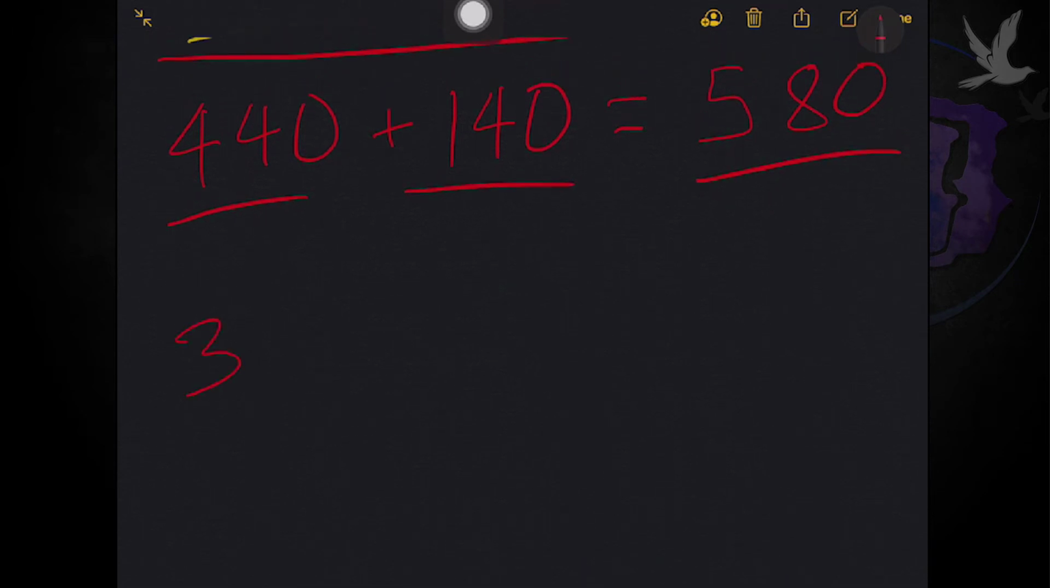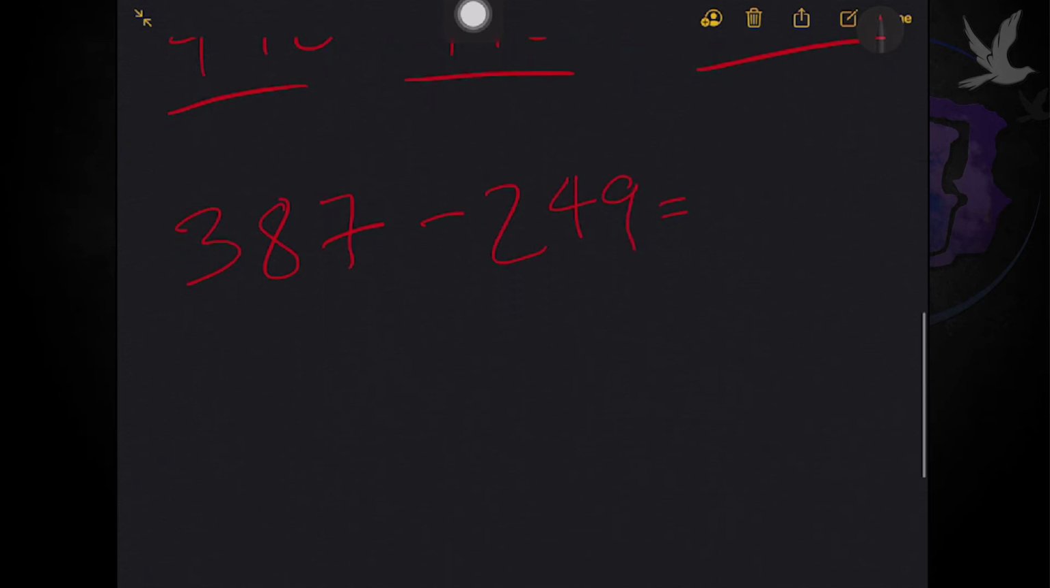Let's say we have 387 minus 249. Okay, this time it says minus. All you have to do is to round off again, assuming again that you have already mastered it. If you're still having difficulty in rounding off, you can go back to our video of last week about rounding off. In this case, the same rule still applies, still in tens.